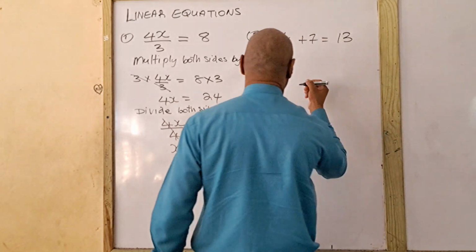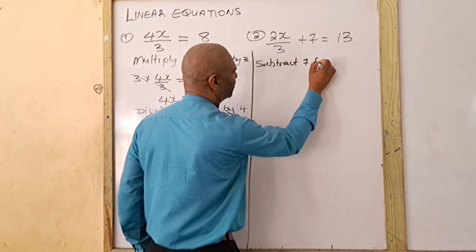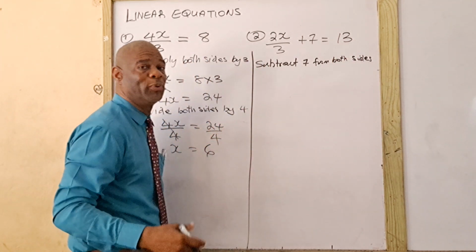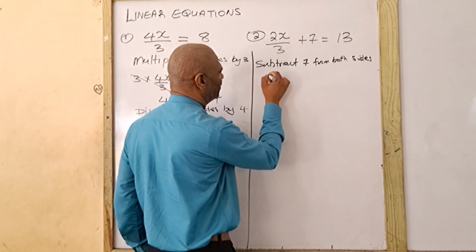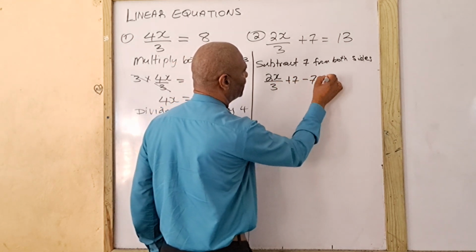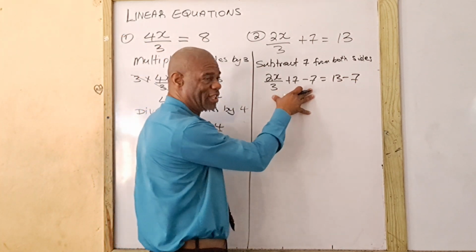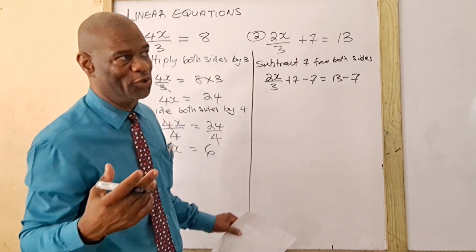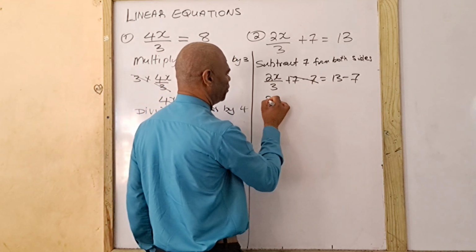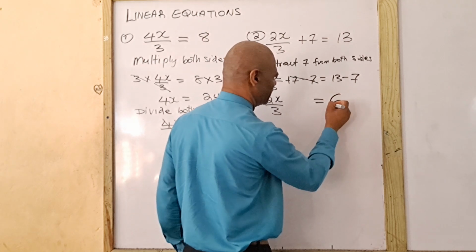Again, I'm going to write. So we subtract 7 from both sides. Right? Both sides mean both sides of the equation. Right? So we would have 2x divided by 3 plus 7 minus 7 equals 13 minus 7. We're just showing all the steps. Now, you didn't really have to show it here, but I'm showing it so you don't make any mistake. You know exactly what we are doing. So we are left with what? 7 minus 7 is 0. So we are left with 2x divided by 3 equals 13 minus 7, which gives us 6. Right?